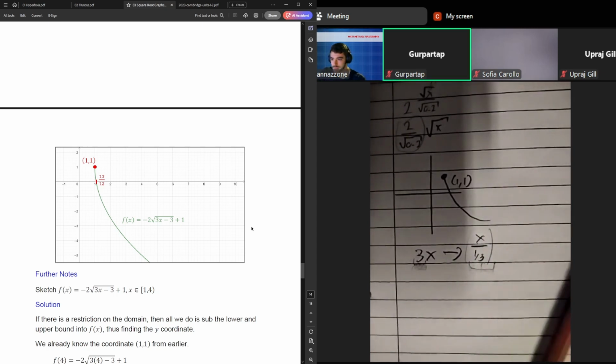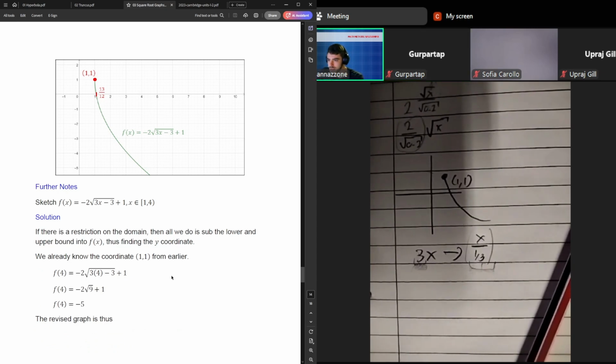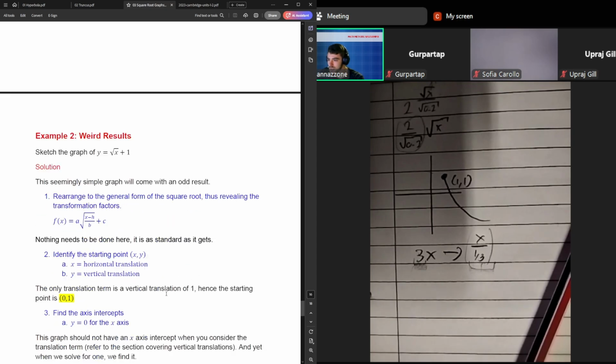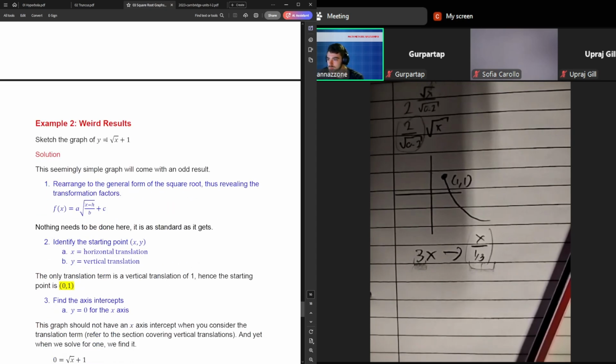Yep. Sweet. Okay, any other questions? Let me know. Otherwise, we can move on and talk about one of the weird results that comes with this square root.